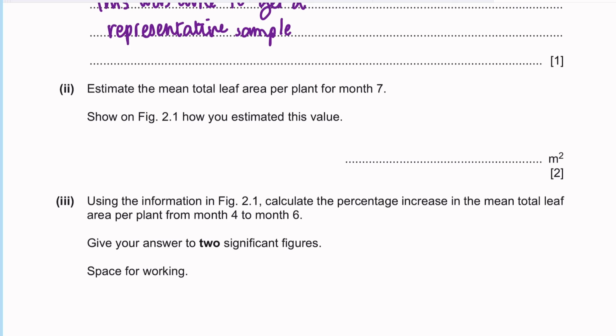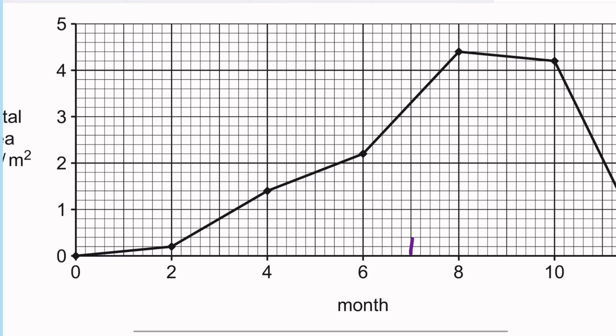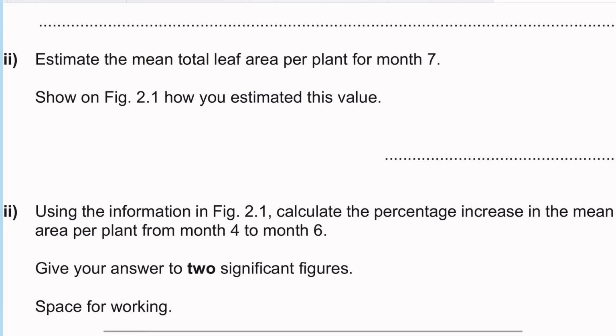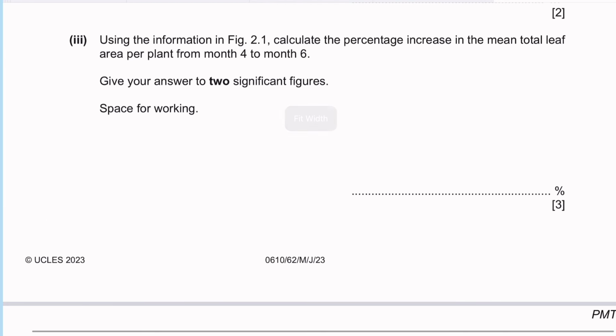Estimate the mean total leaf area per plant for month 7 and show how you estimated that value. So month 7, basically here, just draw a line. This is just again an approximate, should be about 3.3 approximately meter square. Already units are given for you.